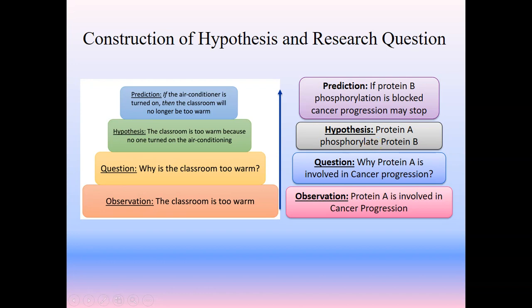For example, there is a pathway where protein A is phosphorylating protein B, and that is helping the cancer progression. So this is our hypothesis: if protein B phosphorylation is blocked, cancer progression may stop. So for the prediction, you need to stop the phosphorylation of protein B, which is done by protein A. And if it affects the cancer progression, it means your question has a value, your hypothesis has a value.